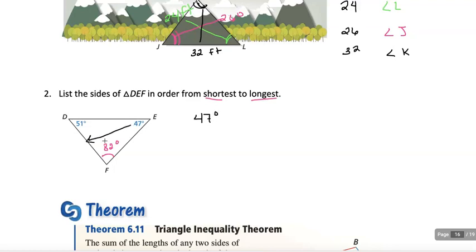Opposite 47 degrees is side DF. Then my next smallest angle is 51 degrees, and opposite of 51 degrees is EF. And lastly, opposite the largest angle is the largest side, and that's going to be side DE.